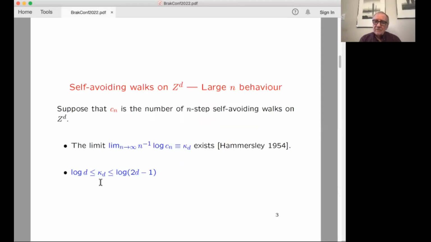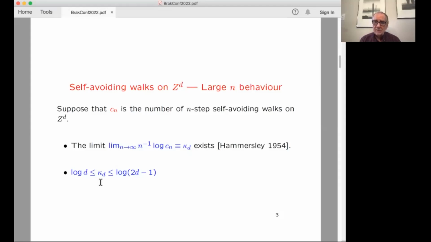Let's think of c_n as the number of self-avoiding walks on Z^d, modulo translation, or if you like, you can think of them as starting at the origin on the lattice. So c_n counts the number of these self-avoiding walks. If I was on the square lattice, c_1 would be 4. The walk can go in any of the north, south, east, or west directions. c_2 would be 12.